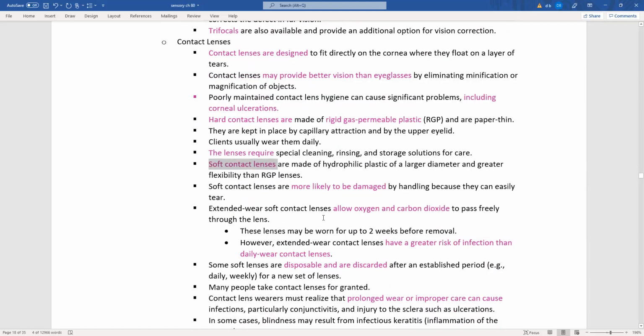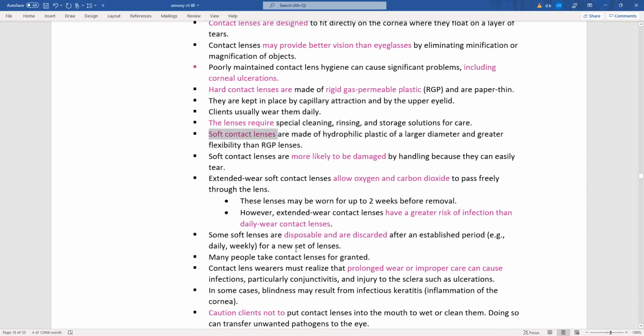Extended wear soft contact lenses allow oxygen and carbon dioxide to pass freely through the lens. These lenses can be worn up to 2 weeks, but guess what? They put you at a greater risk for infection than daily wear contact lenses. Some soft lenses are disposable and are discarded after an established period for a new set of lenses. Many people take contact lenses for granted.